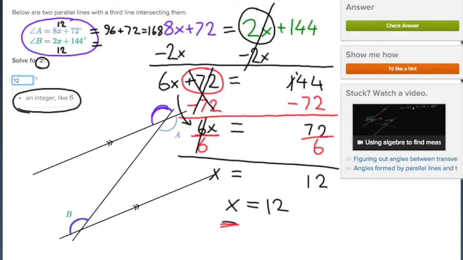So this angle A is 168, and we're expecting the angle B to also be 168. Let's check that. So 12 times 2 is 24, plus 144 is, of course, also equal to 168. So that confirms to us that we've actually gotten the right solution for x.